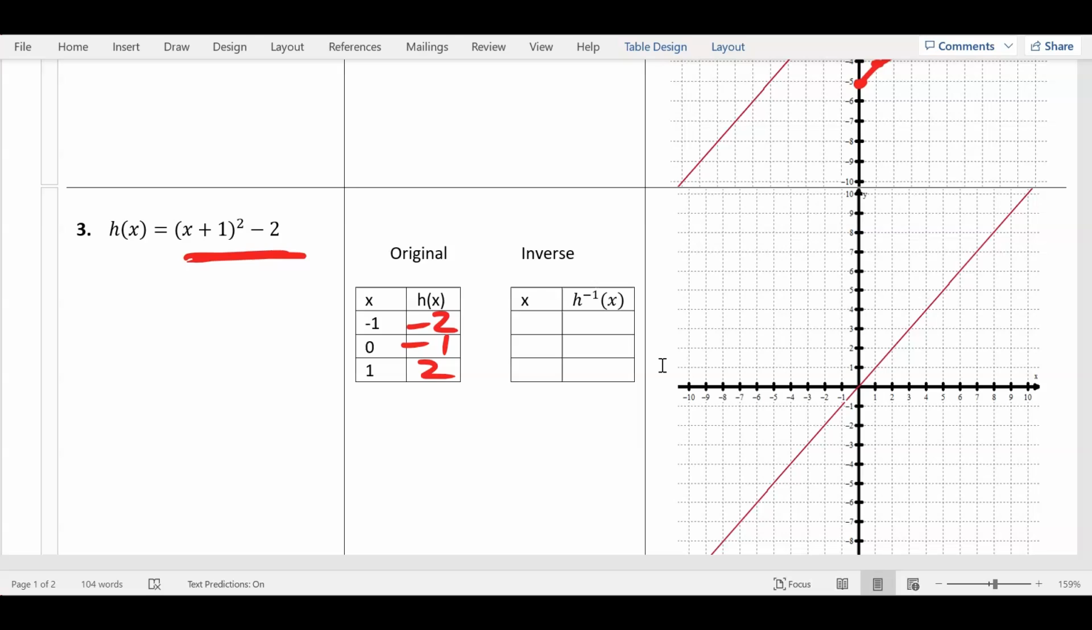Could you plot those points? -1, -2 down here. 0, -1, 1, 2. Now, this is weird because it crosses the diagonal line, but that's okay. And then again, inverse, you flip it around. -2, -1, -1, 0, 2, 1. And plot those points. -2, -1, -1, 0, and 2, comma 1.